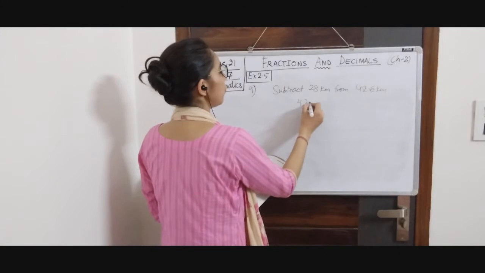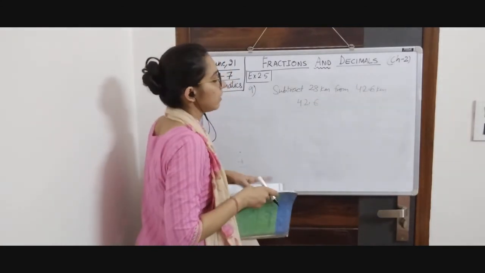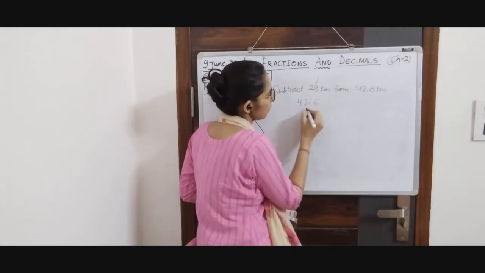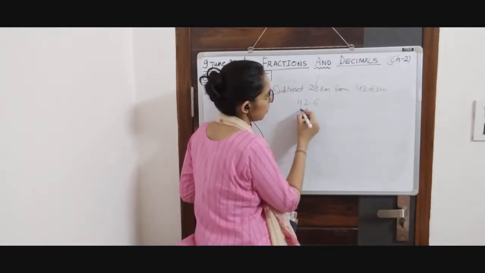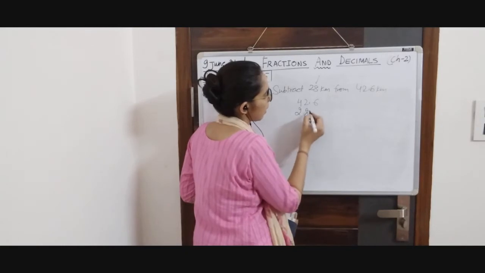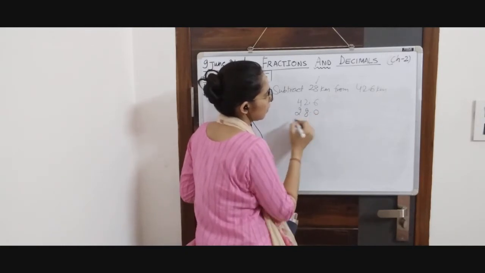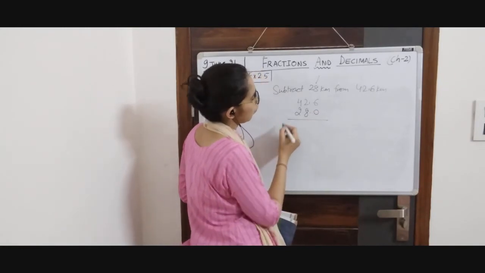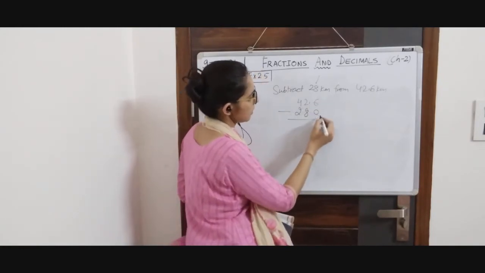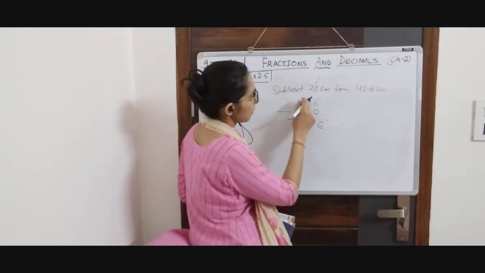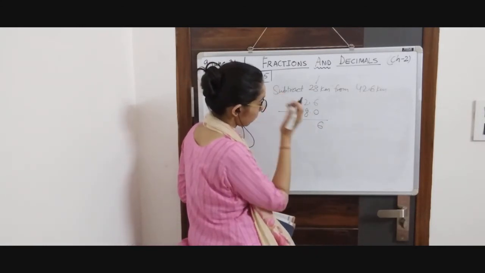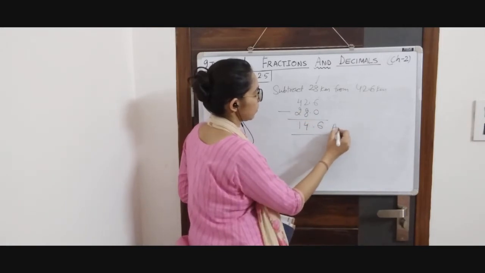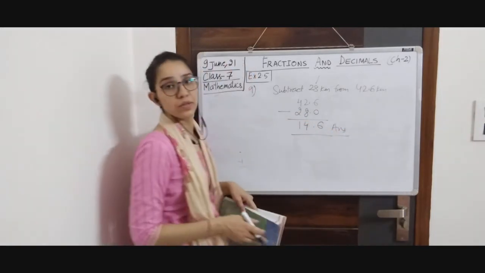You will write 42.6. Then you will write the place values below. This is ones, this is ones. So you will write 2 here, 8 here, 2 here, and there is nothing, which means there is 0. Okay, 6 minus 0 is 6. Then 12 minus 8 is 4, and 3 minus 1 is 14. So this is our answer.